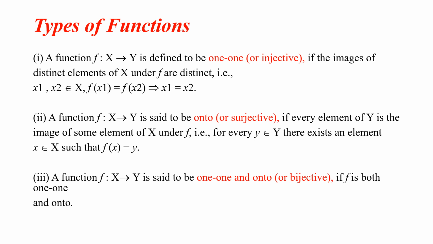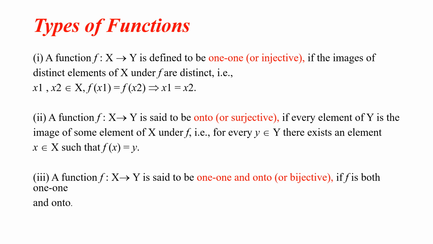And let's look at the types of functions. A function f from X to the set Y is defined to be one-to-one, in other words injective, if the images of distinct elements of capital X under f are distinct. Distinct in the sense different. So when I take two elements x1 and x2 which belong to the set X, f of x1 equals f of x2 implies x1 equals x2. This is called one-to-one. One element of X will be mapped to one element of the other set.